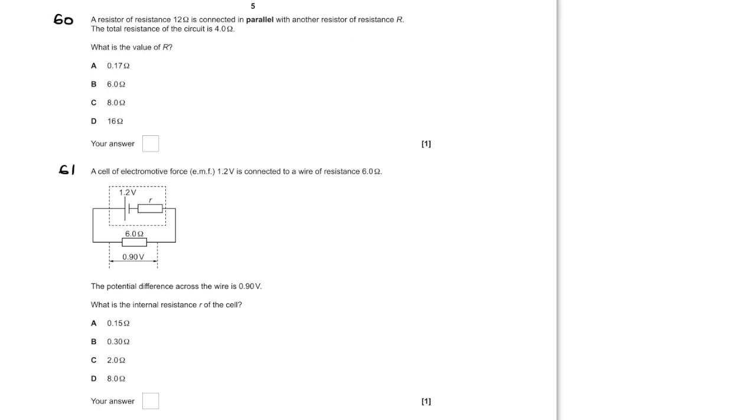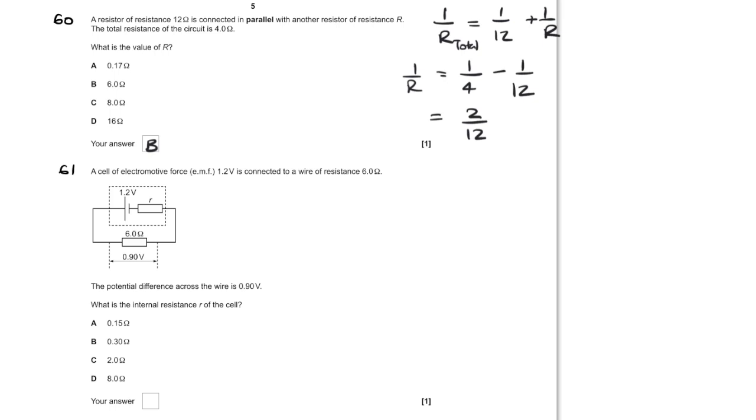In question number 60, we are given a resistor of resistance 12 ohms connected in parallel with another resistor of resistance R. The total resistance is 4 ohms, and what is the value of R? This is also one of the simple questions. We know the formula: 1 over R in parallel is 1 over R1, which is 12, plus 1 over R2. The total is given, therefore 1 over R, which is what we're working out, is a quarter minus a 12th. That gives me 2 twelfths, and therefore 6 will be my answer.